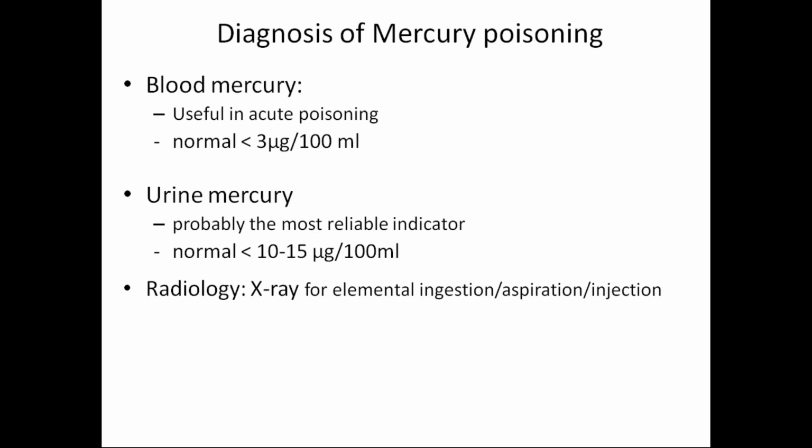All these metals are essential to the body, but in excess they can be poisonous. These metals in elemental form are useful for a number of biochemical reactions. They are very essential minor nutrients. Normal blood levels are less than 3 micrograms per ml. Urine normal levels are less than 10 to 15 micrograms per ml. And then in radiology, an X-ray can be used. So blood mercury and urine mercury levels can help easily diagnose mercury poisoning.